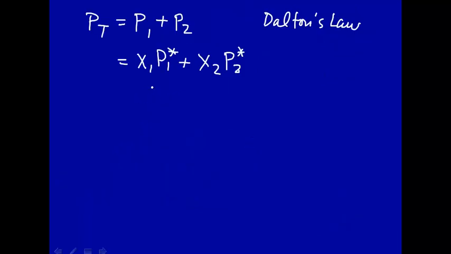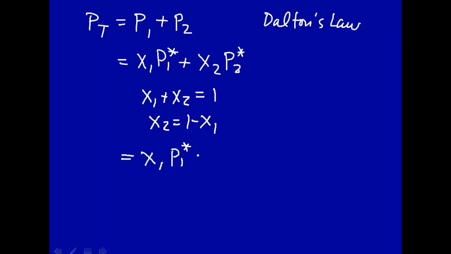All right, we know that the mole fraction of 1 plus the mole fraction of 2 will equal 1. So let's get rid of mole fraction 2. Mole fraction 2 is 1 minus mole fraction 1. So the total pressure can be written as mole fraction 1 times the vapor pressure of pure 1 plus 1 minus the mole fraction of 1 times the vapor pressure of pure 2.